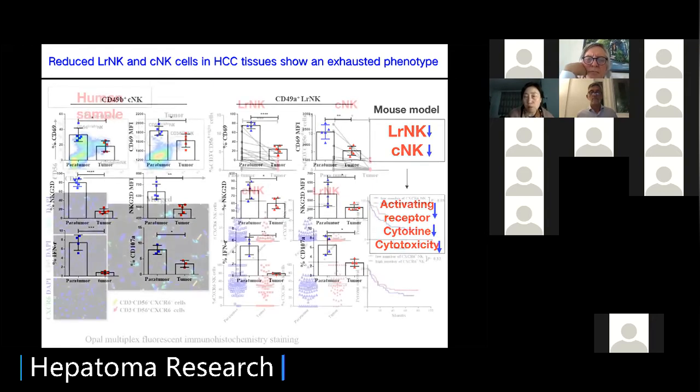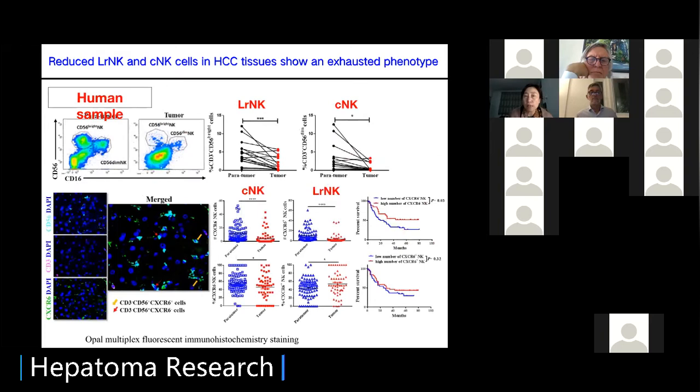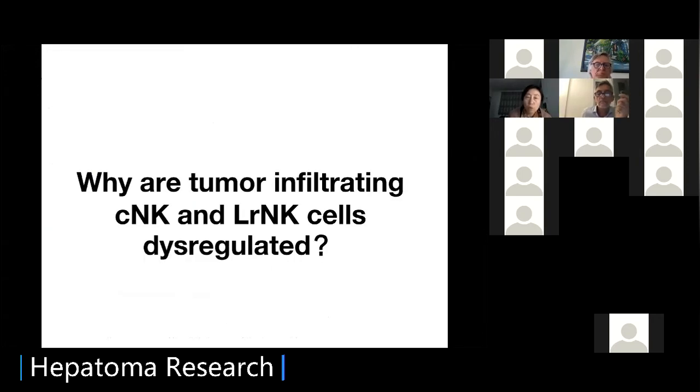That is the mouse data, and then we come to the human data. We did multiplex fluorescence staining to see what happened in our human HCC, and we also did flow cytometry. You can see that the numbers of both liver resident NK cells and cNK cells decreased, and this shows a negative correlation with the survival of the patients. So we detected that the number and percentage of liver resident NK cells and cNK cells are decreased. Then why?